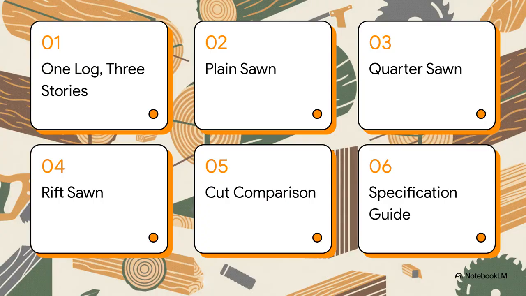So here's what we're going to cover. First, we'll get into the core idea of how one single log can tell three totally different stories. Then, we'll break down plain sawn, quarter sawn, and rift sawn one by one. And we'll wrap it all up with a head-to-head comparison that's perfect for exam cramming, plus a practical guide on how to specify these cuts like a total pro.